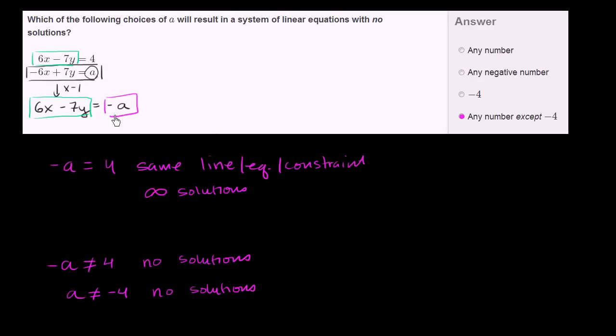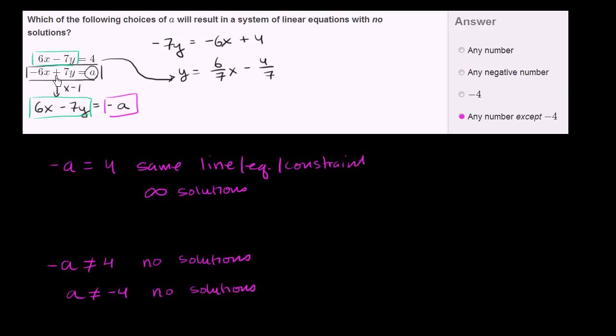So a can be any number except for -4. Now another way to think about this is to put them both in slope-intercept form, and you'll see that they'll have the same slope, and then you just want to have them have different y-intercepts, and they're going to be parallel lines that don't overlap. So this top one right over here, if we subtract 6x from both sides, you get negative 7y is equal to negative 6x plus 4. Divide both sides by negative 7. You get y is equal to 6/7 x minus 4/7. So that's this first one, written in slope-intercept form.